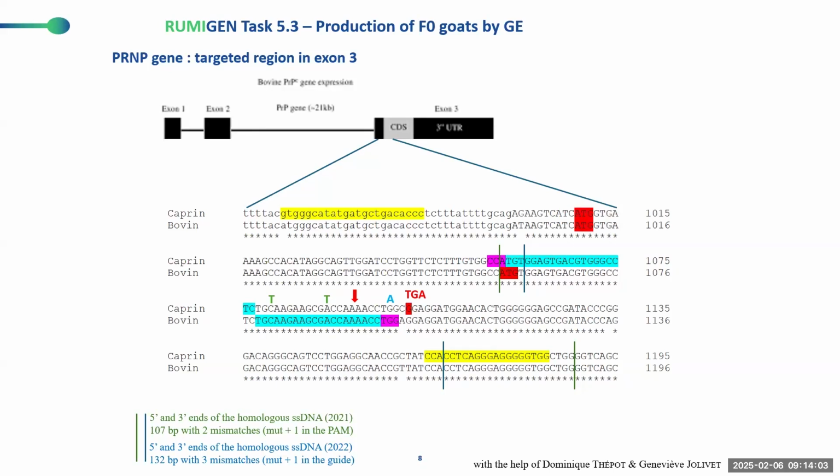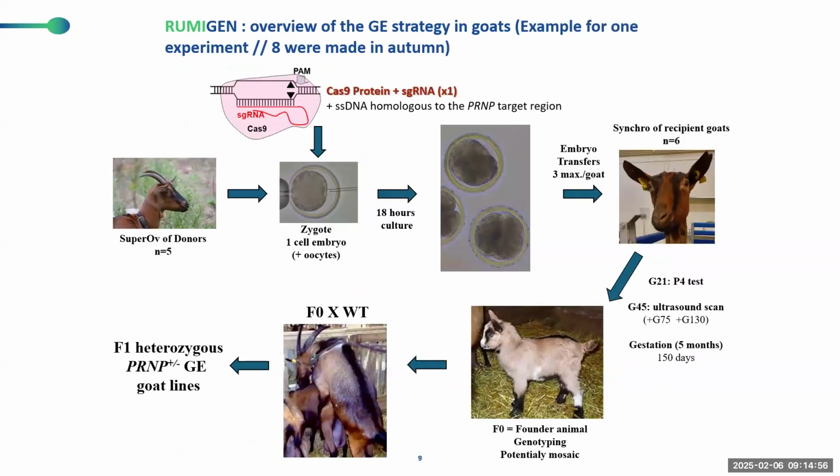The ATG of the gene is here. And we also use free single-strand homologous DNA in order to try to have homologous recombination and to copy exactly the same mutation. So very briefly, we have done different experiments, eight experiments in total, but in one experiment, we engaged 5 donor goats and 6 recipient goats.